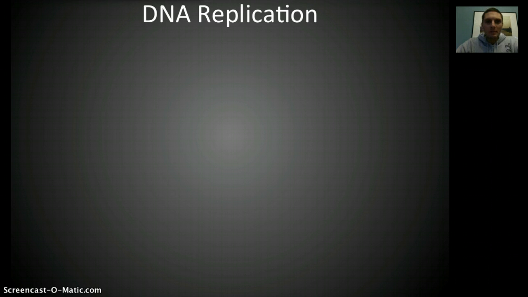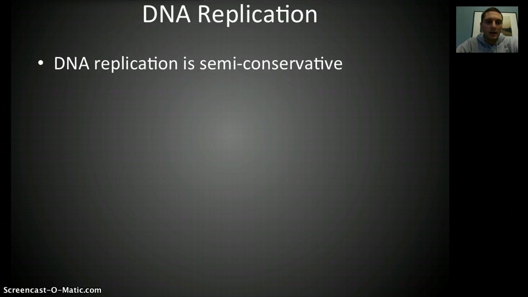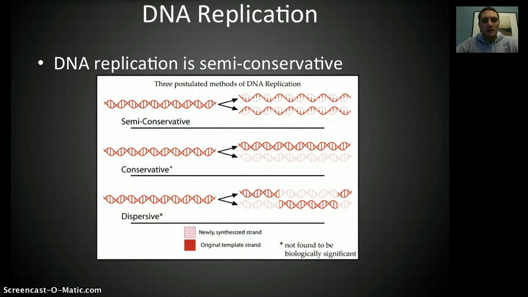Now, within DNA replication, the first thing that we want to look at is how DNA is replicated. Specifically, meaning how are these strands created? How do we get two strands from one strand? This is something that we call semi-conservative. The DNA replication process is semi-conservative. And what that means is, there originally were a couple different ways that we thought DNA was replicated. If we look at these here, we've got semi-conservative, conservative, and dispersive.